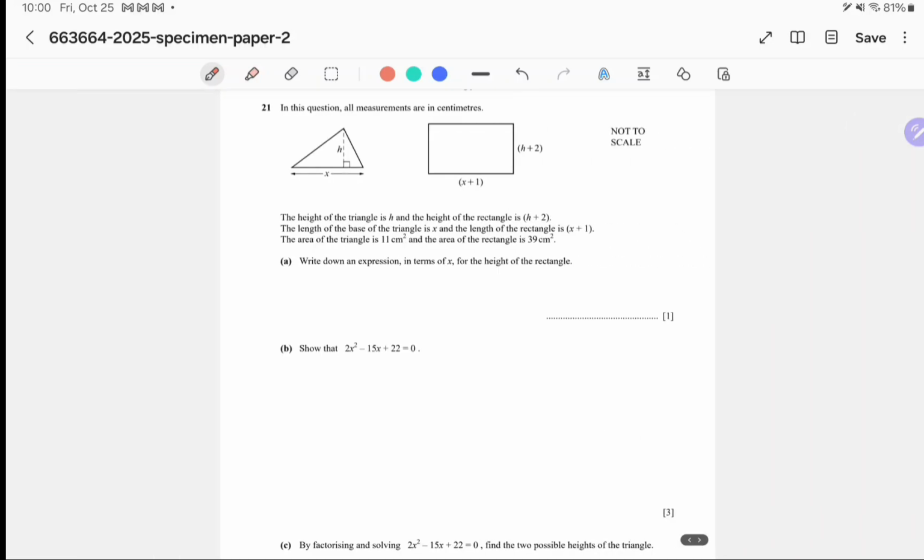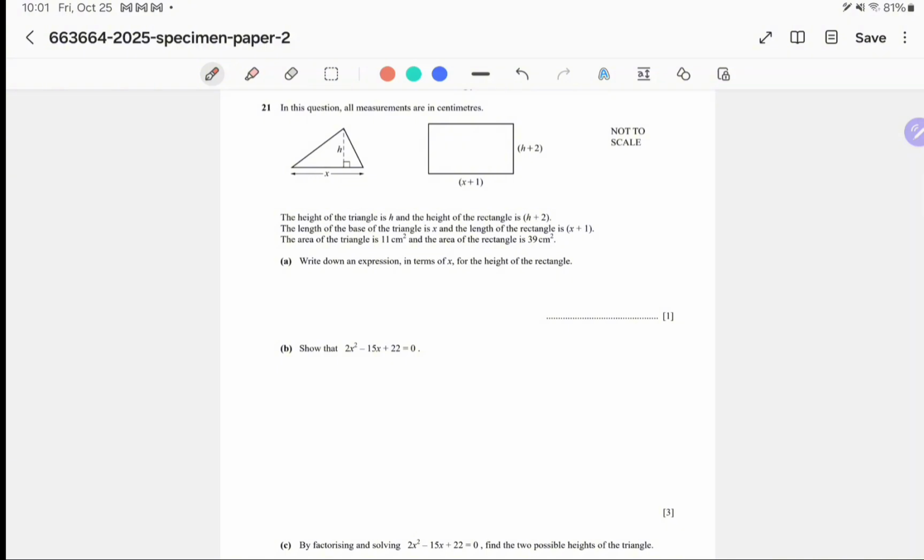Okay, next one, 21st question. In this question, all the measurements are in centimeters. The height of the triangle is h, and the height of the rectangle is h plus 2. The length of the base of the triangle is x, and the length of the rectangle is x plus 1. Area of the triangle is 11 centimeter square, and area of the rectangle is 39 centimeter square. Write down an expression in terms of x for the height of the rectangle.